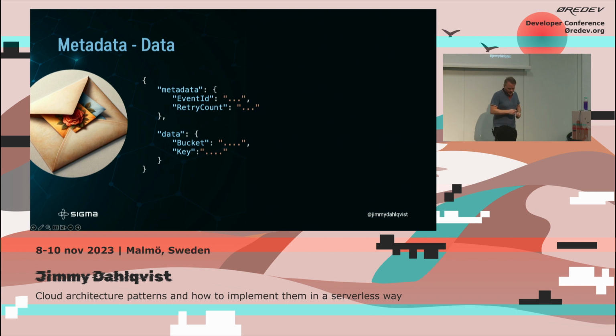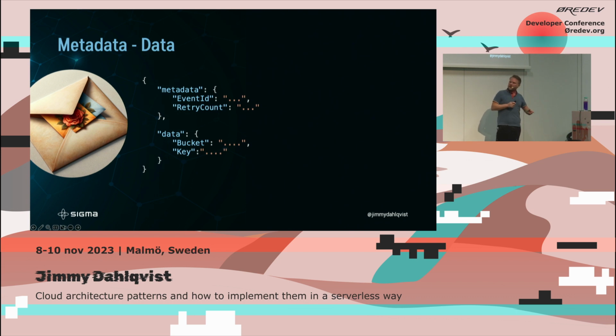A classic pattern when it comes to metadata to envelope wrappers is the metadata data pattern. This was first mentioned, I think, back in 2020 by Sheen Brisals of the Lego group. He's a heavy user of event-driven architectures, and Lego is as well. So he introduced and talked about this metadata data pattern.